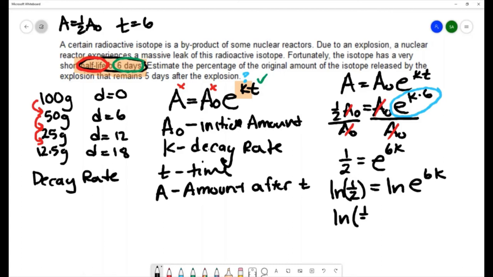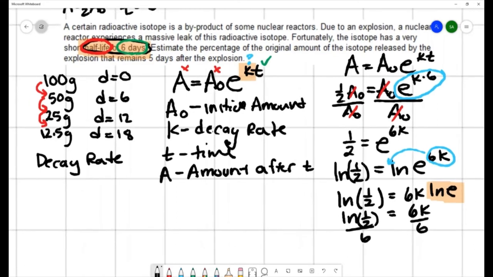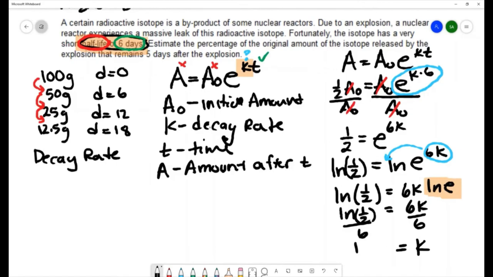On the right-hand side, we're going to use the power rule for logarithms. The power rule allows me to take that power and make it the coefficient on the log. So that gives me 6k natural log of e. Natural log of e is 1, so that's 6k times 1, which is just 6k. And now we can solve for k by dividing by 6 on both sides. We have k equals natural log of 1/2 over 6.